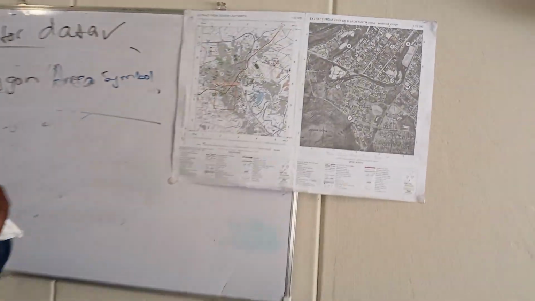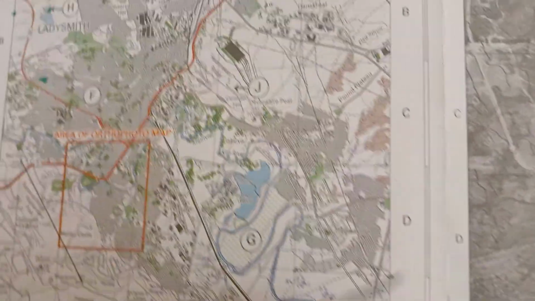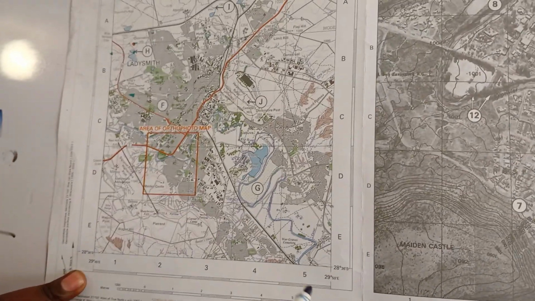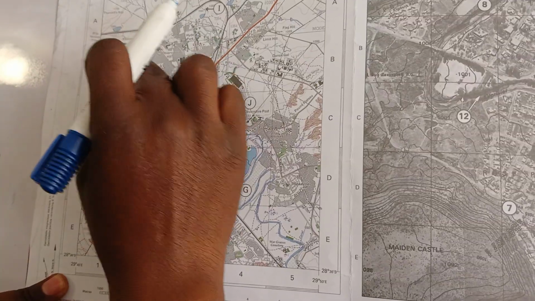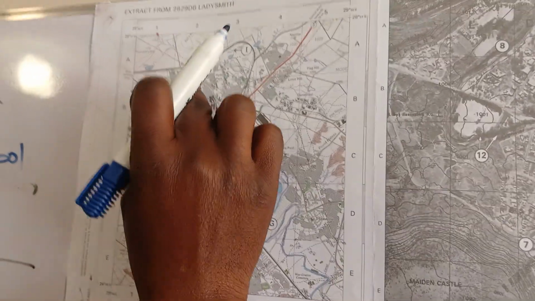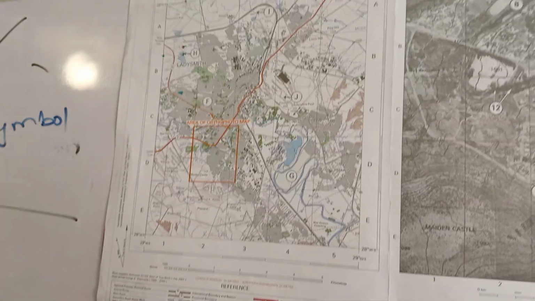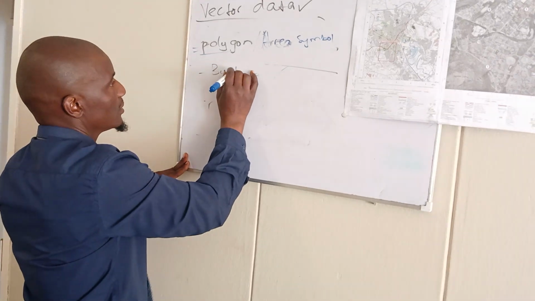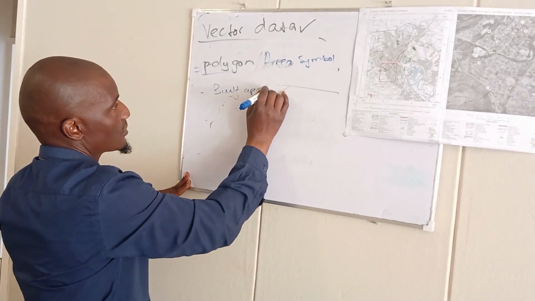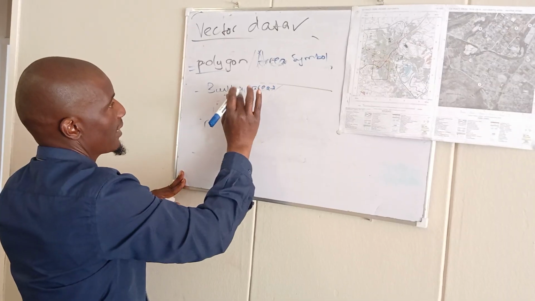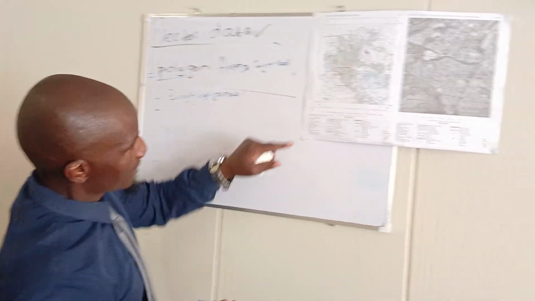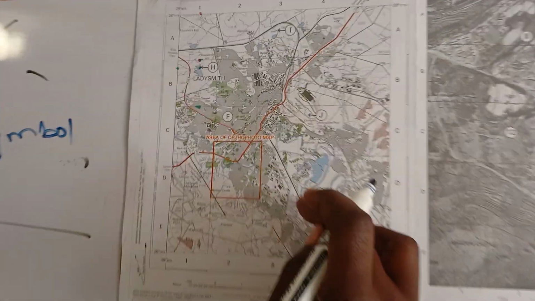If you can check your map here, topographical map, you can see number 1, built up areas, where we have got residential area. This is an area or area symbol or a polygon. Okay, so number 1, we are saying that built up areas. Okay, let me try to separate my words here. Built up areas.